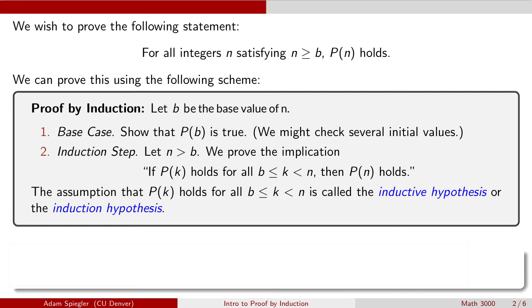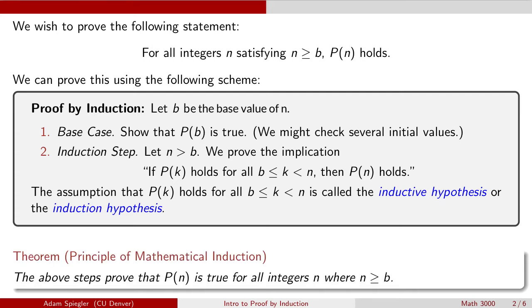And this assumption is what's called the inductive hypothesis or the induction hypothesis, that being this statement right here. So when we assume that the statement holds for all integers k less than n, that's our inductive hypothesis, and then we hope to use that hypothesis to show that it therefore follows in the general case. And this process that we just outlined is what's called the principle of mathematical induction.